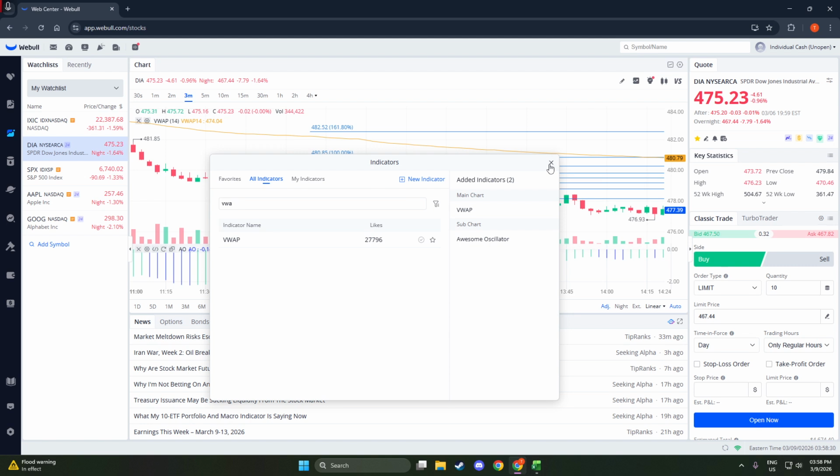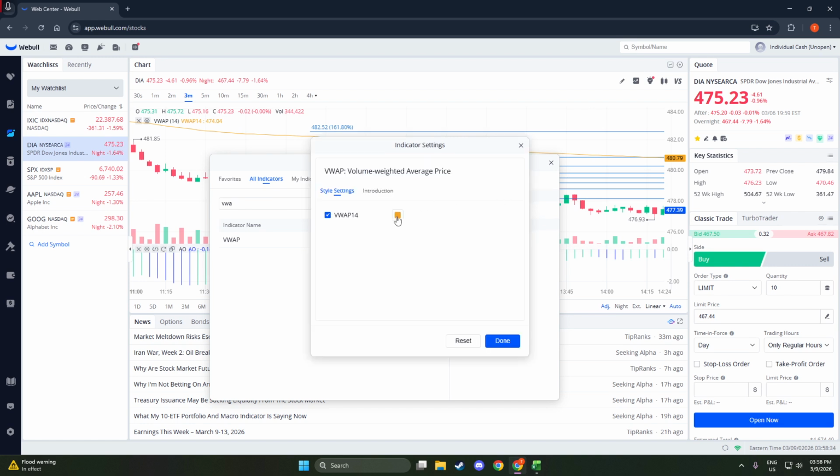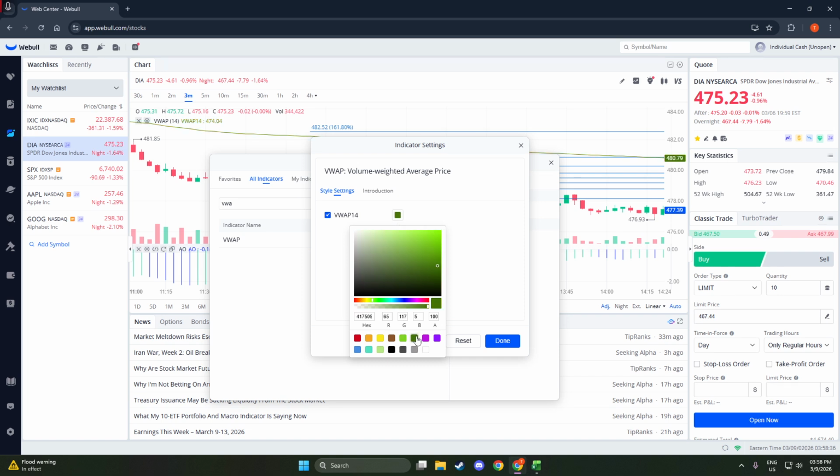Once VWAP is on your chart, adjust its color and visibility if needed. Pick a color that clearly contrasts with your background, and consider increasing the line thickness if it's hard to see when the chart is busy. If your platform theme is dark, a bright tone helps. If it's light, a darker or bolder color works better. You can also toggle visibility on and off quickly to reduce clutter while you compare setups, then turn it back on when you're ready to make a decision.